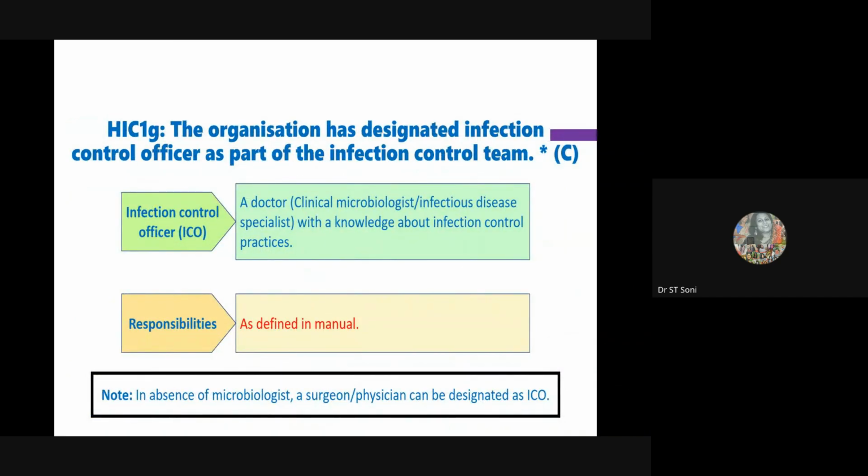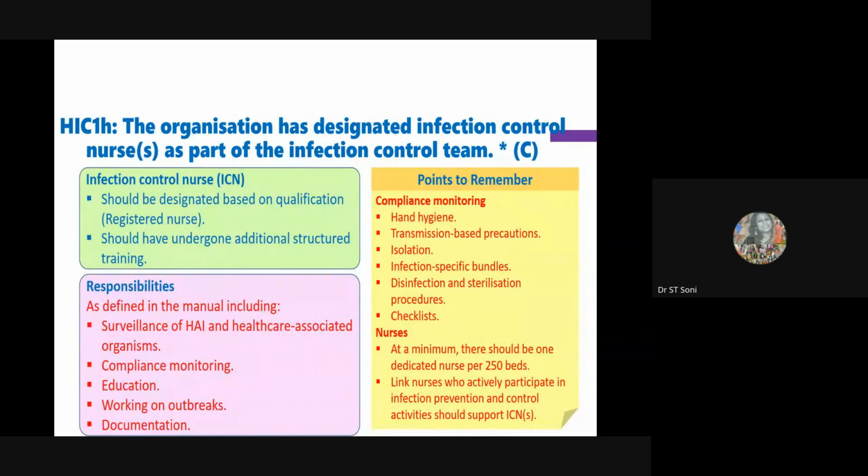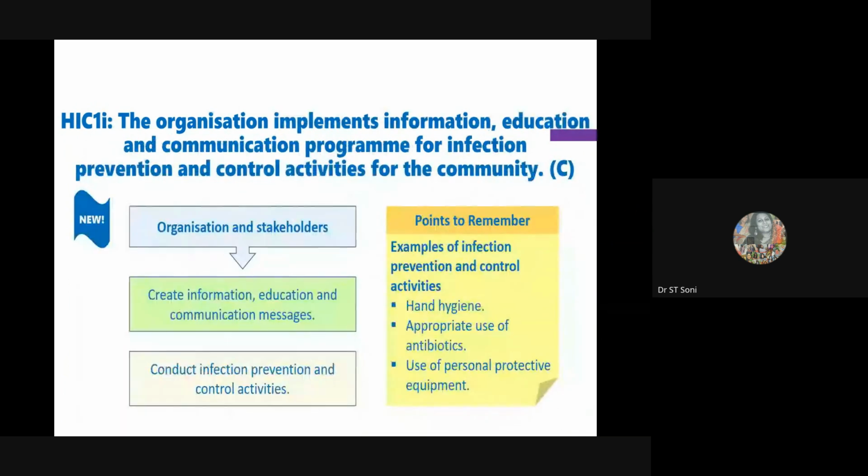So, who should be the infection control officer? A microbiologist or infectious disease specialist. An infection control nurse should be a registered nurse, have undergone structured training on the IPC practices, and must be doing the hand hygiene compliance monitoring, transmission based isolation precaution, sterilization, disinfection, and hospital acquired infection surveillance. So at minimum, one infection control nurse is needed per 250 beds. If your hospital is a busy one, you can designate link nurses to help those infection control nurses.